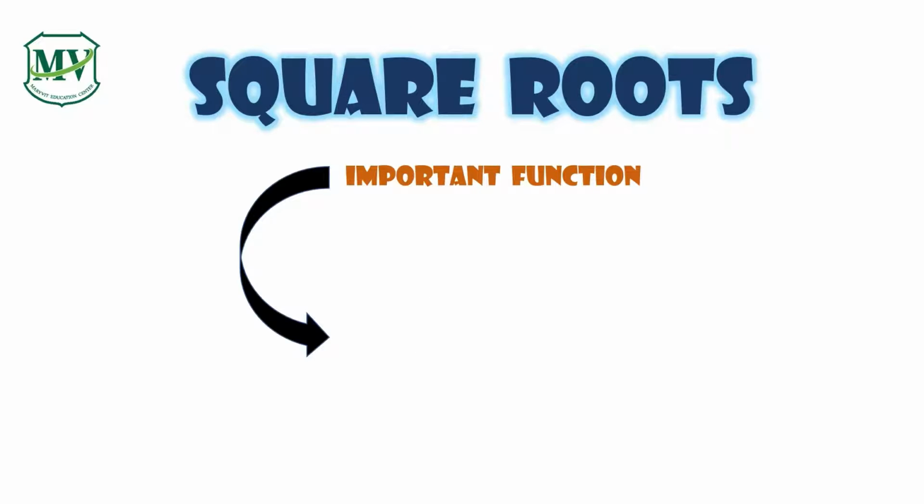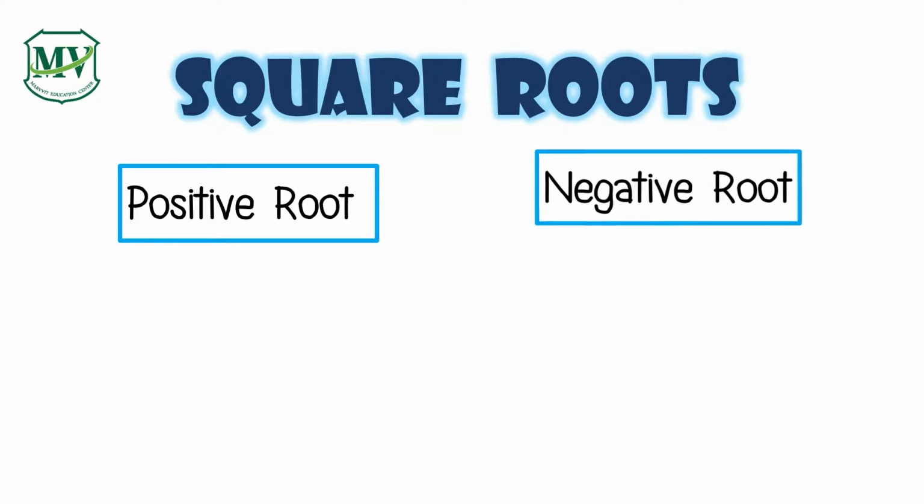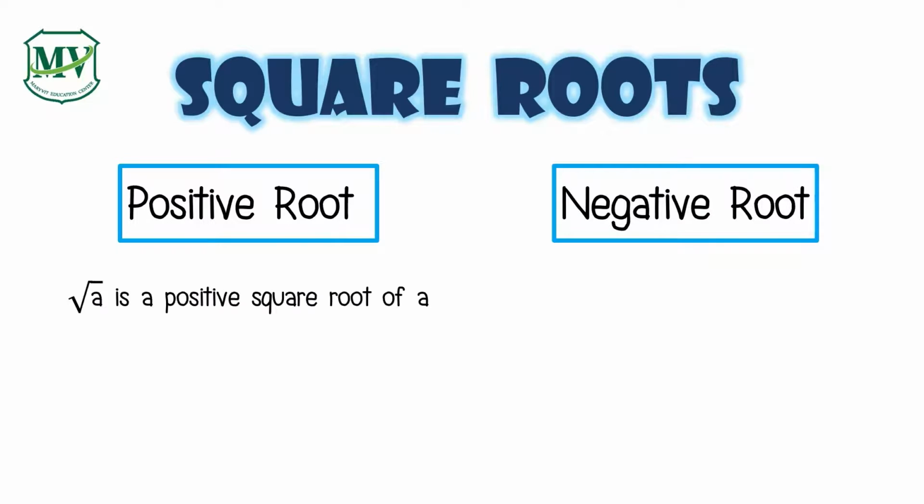Let's now talk about square root. So in square root, we have to remember the important function. So this is a square root sign. In square root, we have positive root and negative root. So in positive root, square root of A is a positive square root of A.